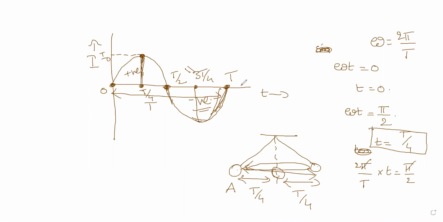Hope I am clear with this one. So what you have to do is 3t by 4 plus t by 4. If you do, what you get is t, that is 4t by 4, that is t. And that's full cycle for you. Clear? Hope it is clear for you what I am doing.